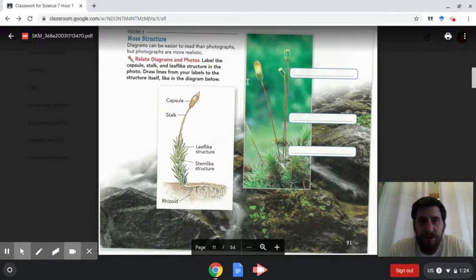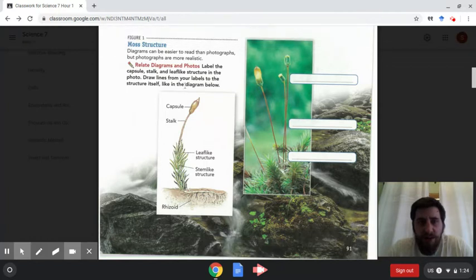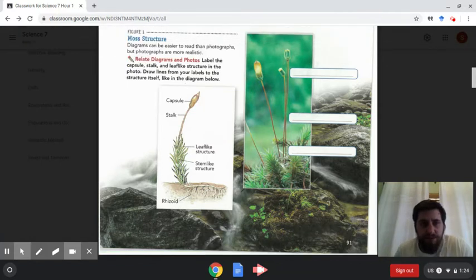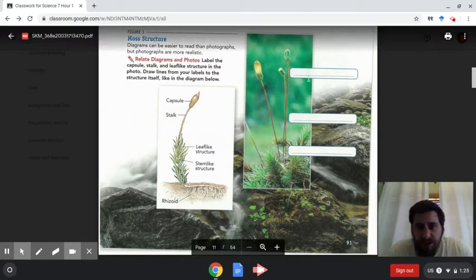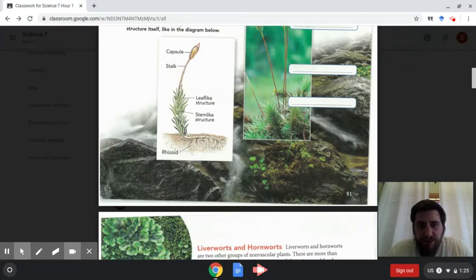Figure 1: moss structure diagrams can be easier to read than photographs, but photographs are more realistic. Relate diagrams to photos. Label the capsule, stalk, and leaf-like structures in the photo. Draw lines from your labels to the structure itself, like in the diagram below. You do not have to do that, but obviously here you put capsule and draw a line to here. Here you put stalk, and then here you put leaf-like structures at the bottom and put a line here. There it is, and then draw a line over here. And you see the rhizoids down here for non-vascular plants.